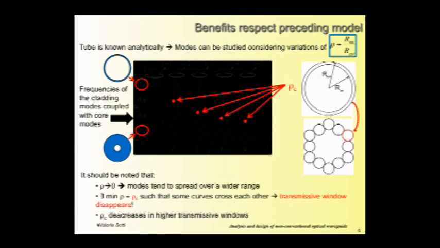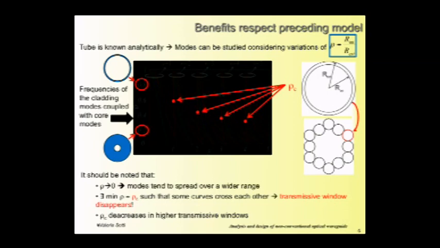want to present the effect of variation of the rho parameter, which is the ratio between the internal and external radius of the single tube waveguide that composes the cladding. And what we may have seen is that moving from rho values of 1 towards 0, the frequencies of the modes of the cladding tend to spread over a wider range. So we will find critical values of rho where the transmission bands disappear.